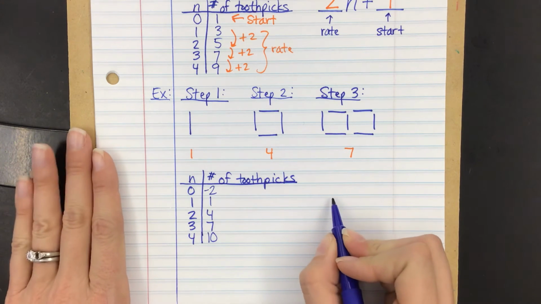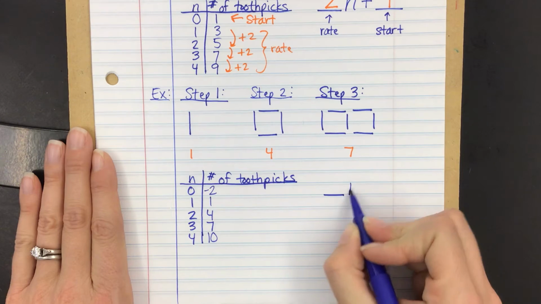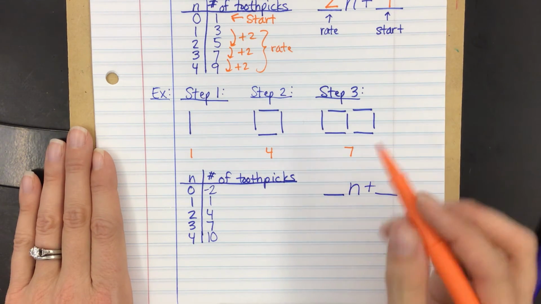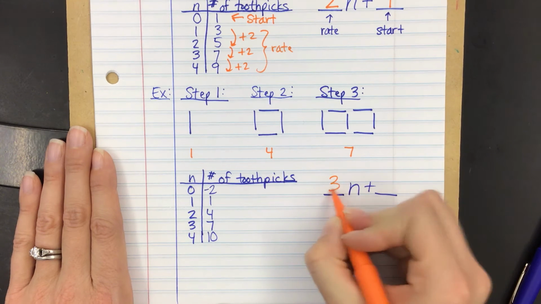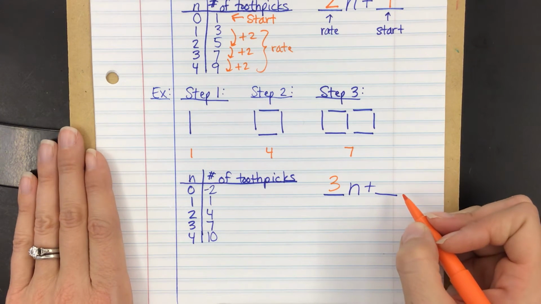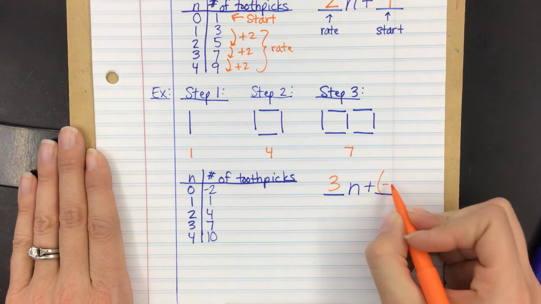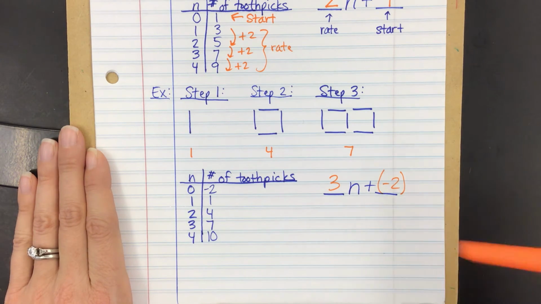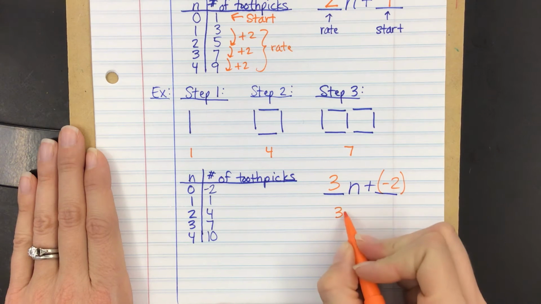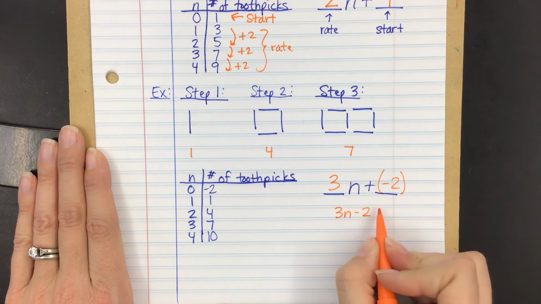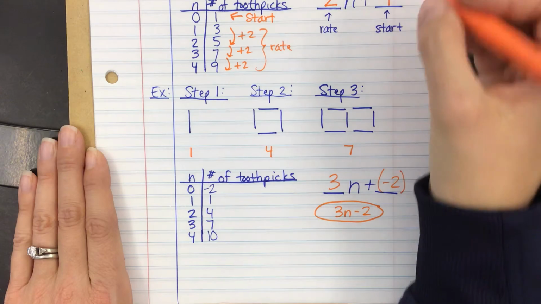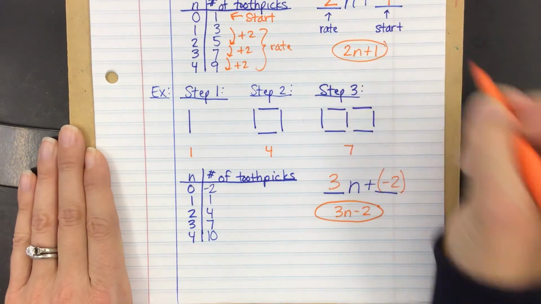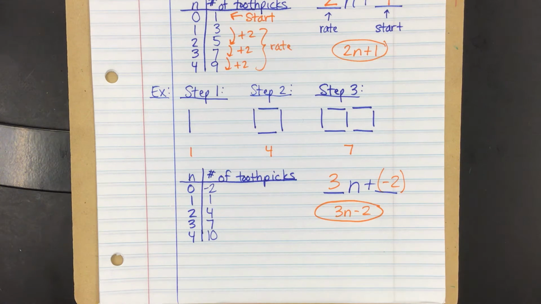All right, so what's your rate? 3, good. And what's your initial value? -2. So then when you write your expression, it's going to be 3n minus 2. And this one was 2n plus 1. Okay.